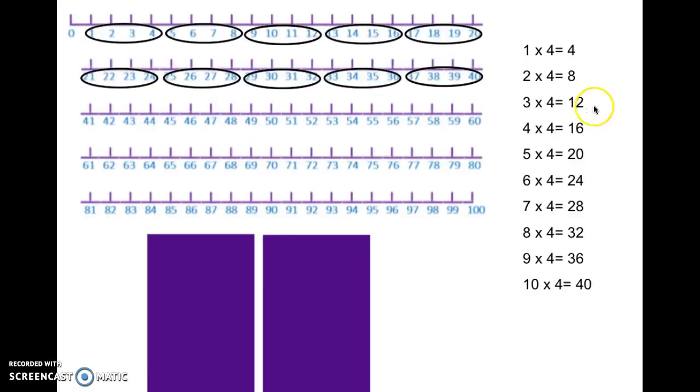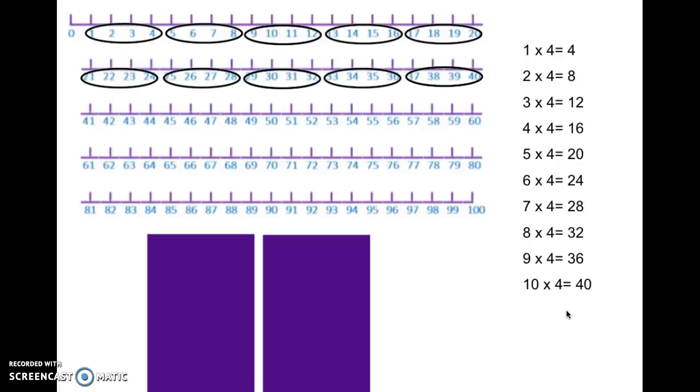All right, so first I'm going to read all of our products here. We have 4, 8, 12, 16, 20, 24, 28, 32, 36, and 40. Go ahead and take a look and see if you can find any patterns in our products.